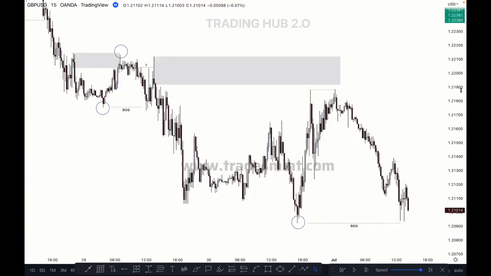Okay, now let's talk about entry type 3, how it actually works without mitigating any demand or supply, just sweeping the liquidity, and how we can take advantage. Okay, so as you can see here on the left side, the market broke the structure which is here. After the break of structure, where is our most recent low?